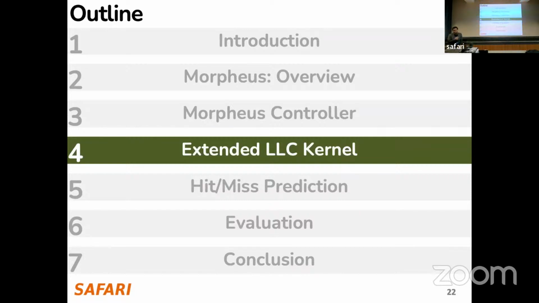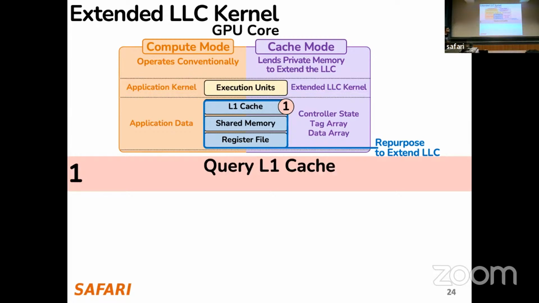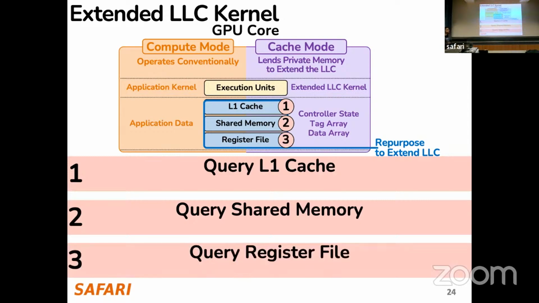And with that, let's look some more at this extended LLC kernel, the thing that runs on the cores in cache mode. Recall that cores in cache mode should again handle 3 tasks. They should repurpose the private memories to extend the LLC, and they should do this in 3 ways basically. When they receive a request, they should either query the L1 cache with the request, query their own shared memory, or query the register file. Now, the key point here is that this should all happen as in a regular kernel. So this kernel that we're proposing should not require any modifications to the GPU core at all. We would like to keep the existing GPU core without any changes and still implement all of this functionality.